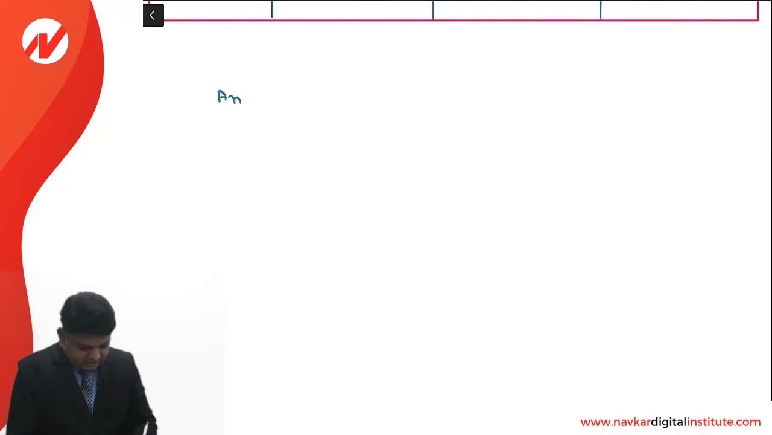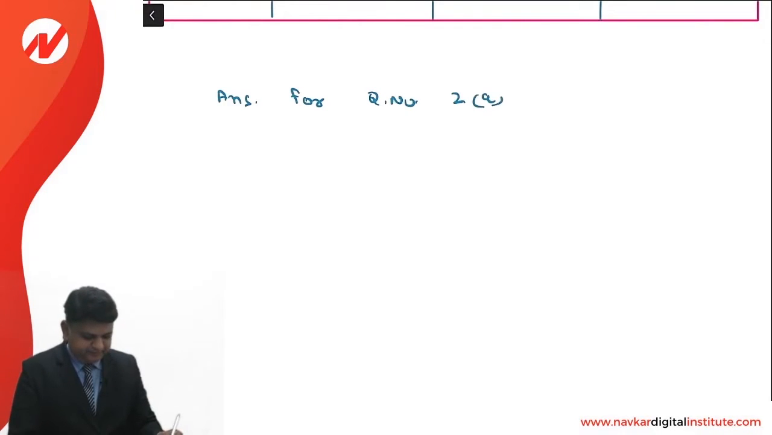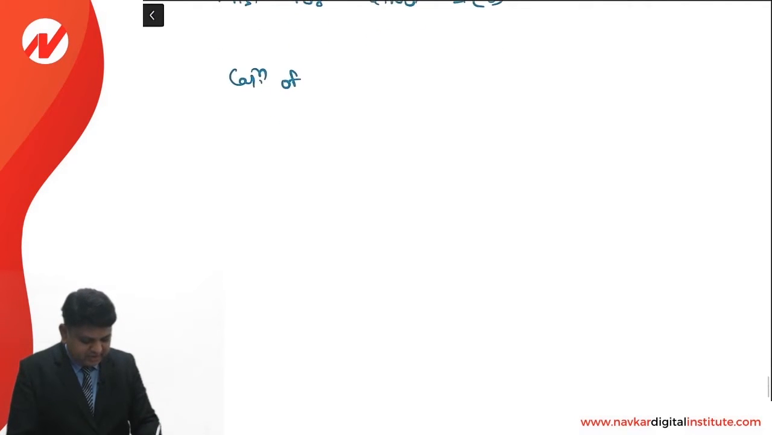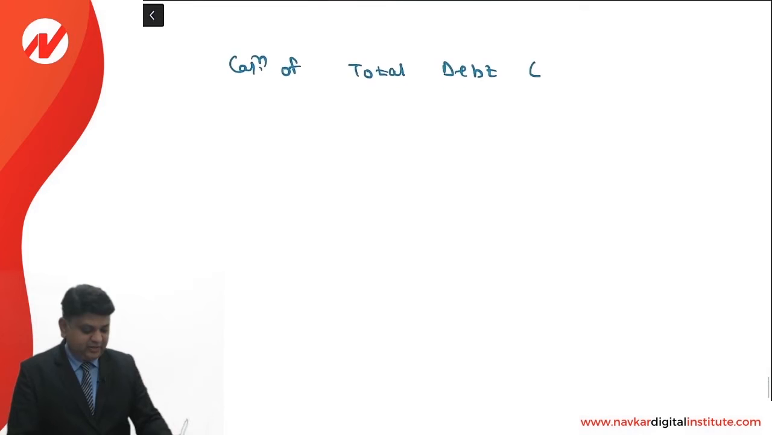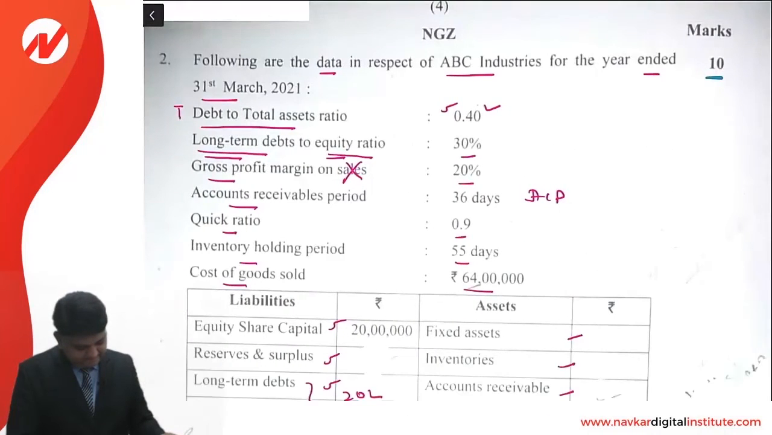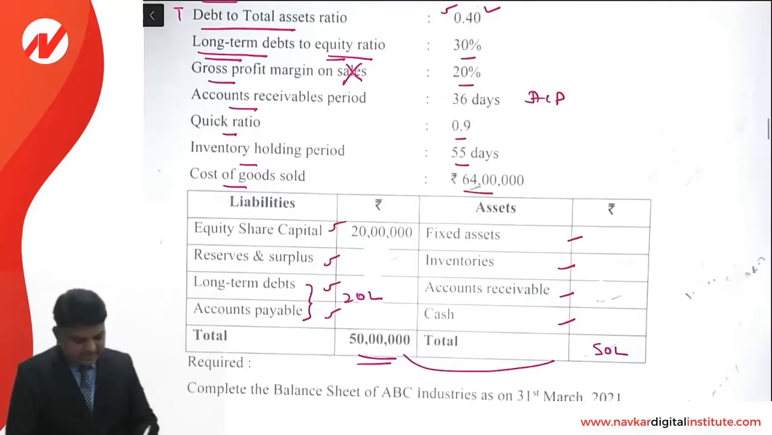So answer for question number 2A. In that, calculation of total debt. In bracket I am writing long-term debt plus accounts payable. Creditors, that is accounts payable.